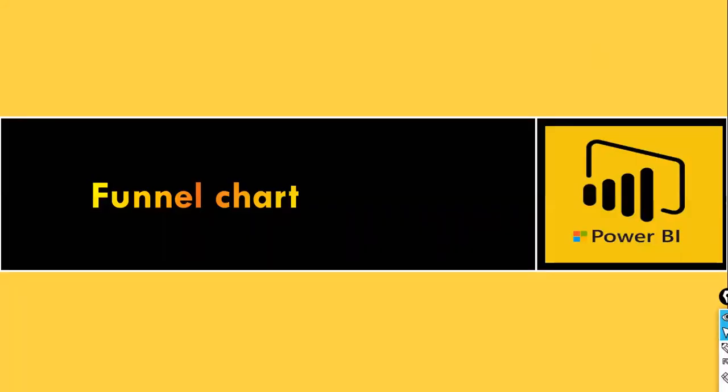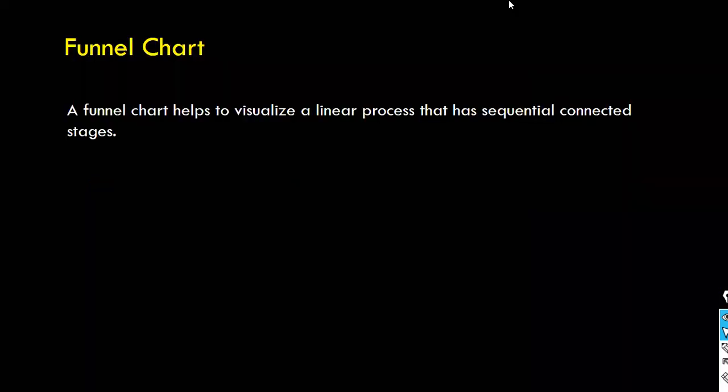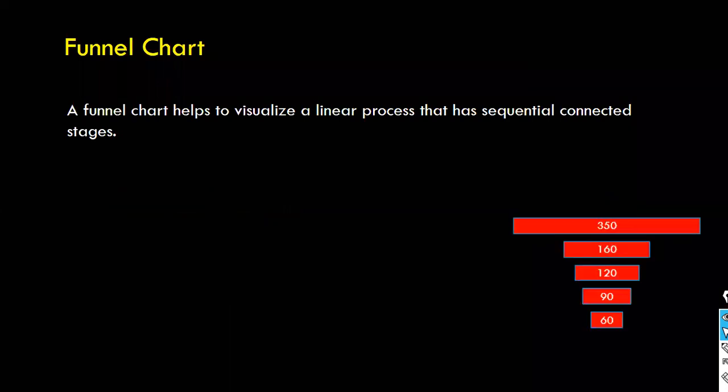Let's get started with the funnel chart. So, what is a funnel chart? A funnel chart helps us to visualize a linear process that has sequentially connected stages. So, this is the linear process. It has sequentially connected stages. It shows the flow of stages. So, it appears like an inverted pyramid.